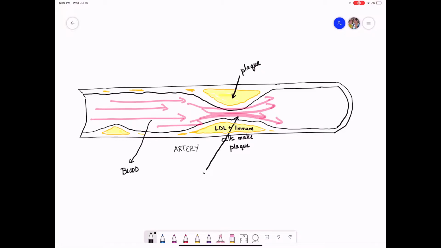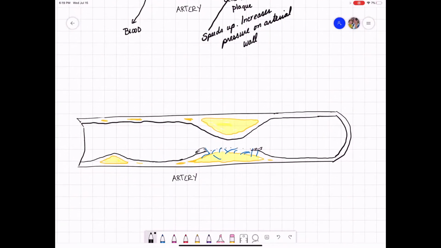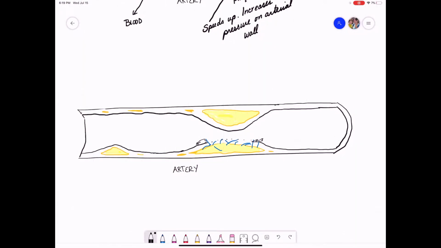Well, some of that plaque is a little bit unstable. And so much like a pressure washer system, if that fluid moves too fast over the plaque, it actually gets washed off. So it just bursts and it comes right off. Well, what that does is that exposes the underlying tissue, which should not be exposed to blood, like collagen.